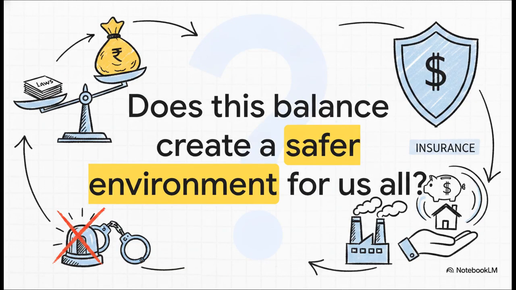And that brings us to the end of our explainer. I really want to leave you with this thought. We've seen this massive shift from throwing business owners in jail to hitting them with scaling financial penalties backed by 500 crore insurance requirements and a massive relief fund. So, does this modern balance of trust and immense financial accountability truly create a safer, more responsible environment for all of us? It's a fascinating evolution of the law, for sure.